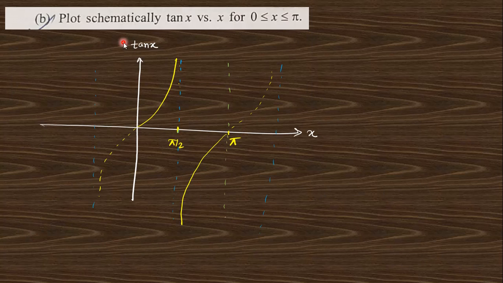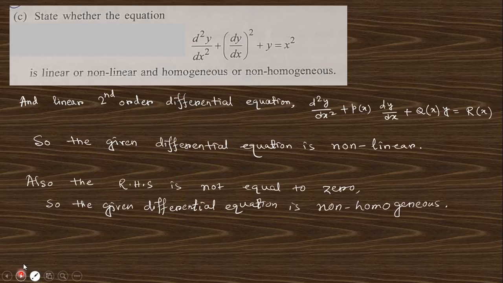Next question. Plot the schematic diagram of tan x versus x. You know the tan x versus x graph is periodic like that, and you need to plot from 0 to pi. So 0 to pi by 2 is that portion, and pi by 2 to pi is that portion. So you need to plot this one. Go to the next question.